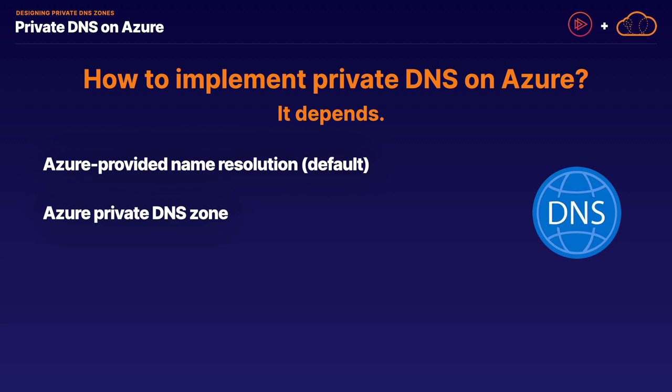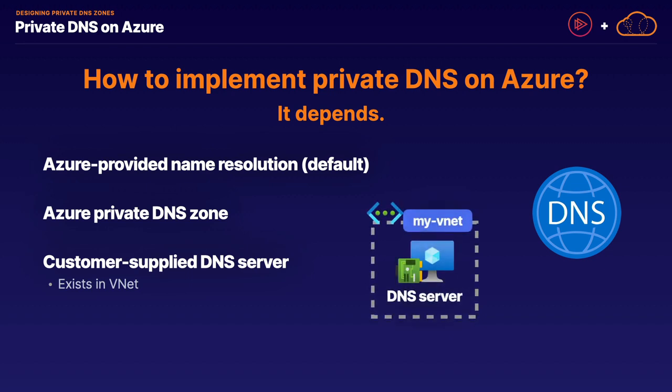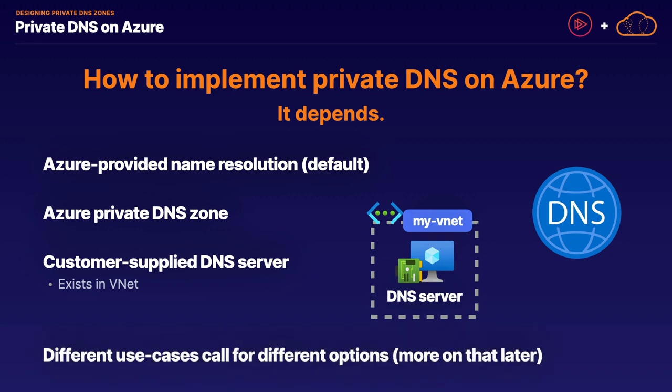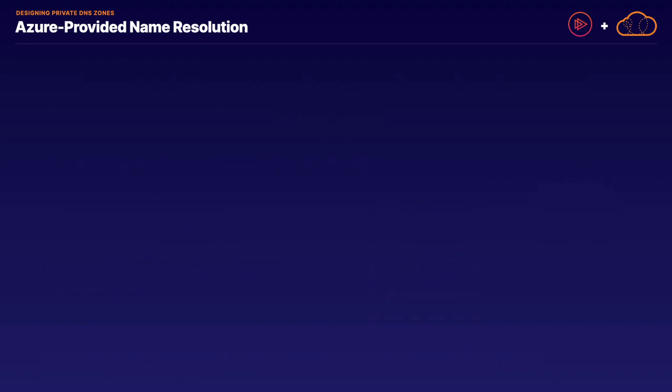And the third option is supplying a customer-supplied DNS server, which is a customer-managed virtual machine that exists inside your virtual network to handle private DNS duties. And as mentioned before, the reason we have three different options is that each use case is necessary for different options and scenarios, and we're going to take some time to unpack those scenarios over the next few lessons. For now, though, let's take a real quick look, including the pros and cons of each of our three different private DNS options. The first one we're going to focus on is Azure Provided Name Resolution.